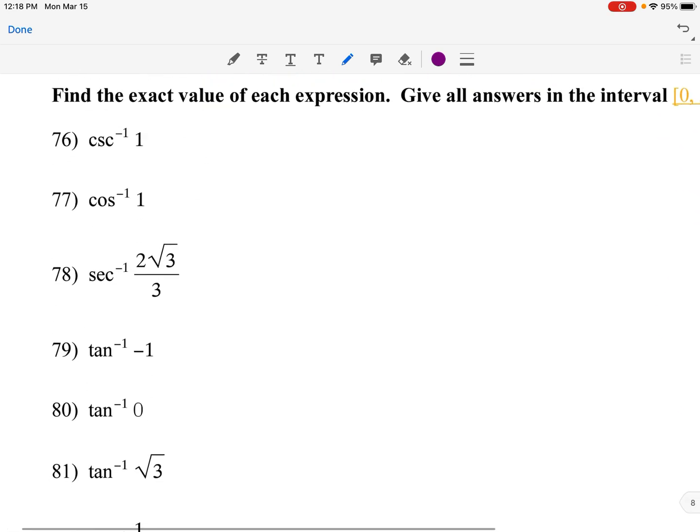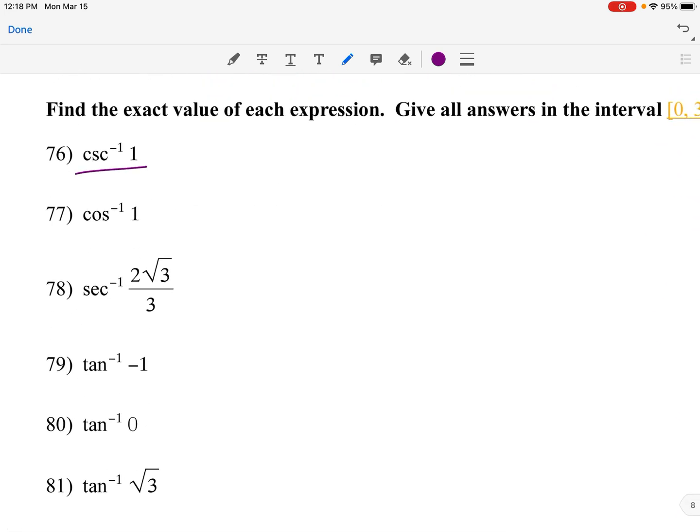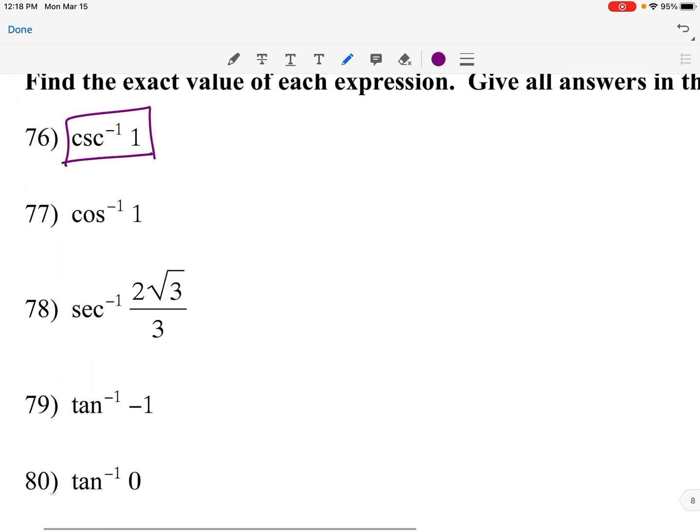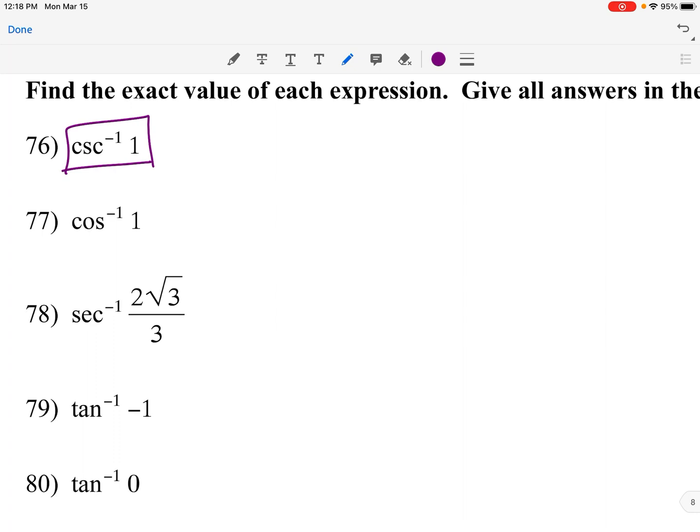Okay, and then we're going to do the same thing, but we're going to be going backwards. So remember when you're looking at inverse trig functions, this time we give all answers in the interval from 0 to 360. So inverse cosecant, this time I'm looking for the angle. So going backwards, I'm looking for which angle has a cosecant, and remember, cosecant is the reciprocal of sine.